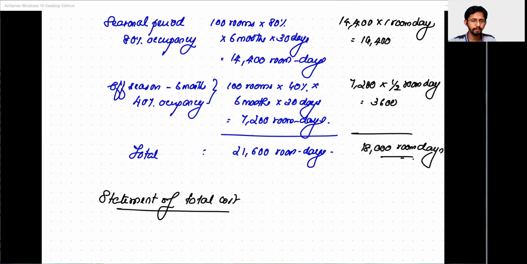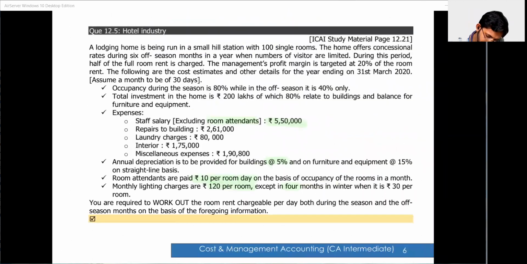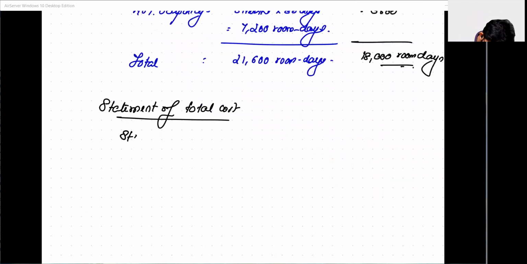Statement of total cost. You have to start with the first one. What is the first one? It will be staff salary. Staff salary, it is rupees 550,000. Then you have repairs to buildings.